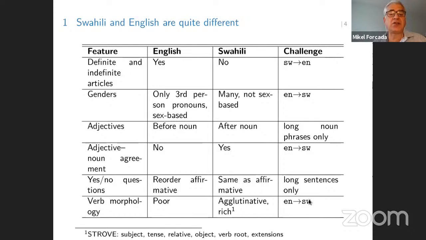And the verb morphology of English is quite poor, with about 5 forms per verb. And in Swahili, you have a very agglutinative and rich verb system, which is sometimes described as a STROVE, with the acronym STROVE, because it carries information about subject, tense, relatives, object, and extensions for other things, in addition to the verb root.